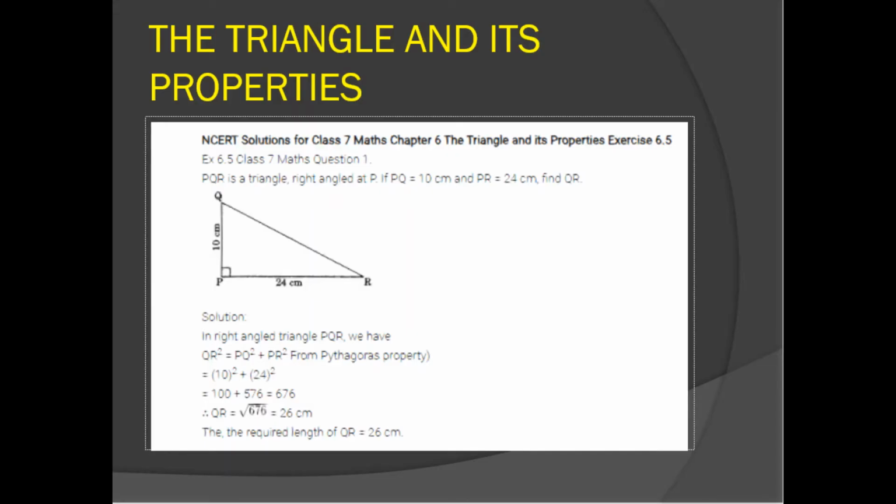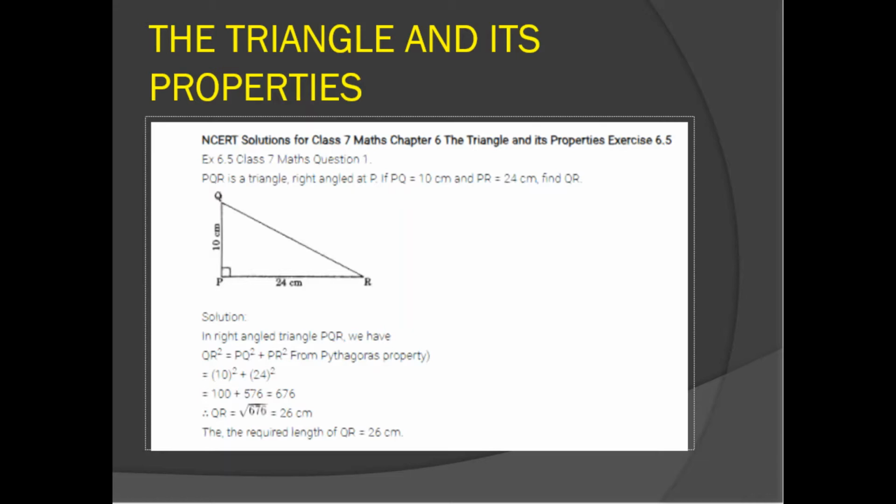In our exercise 6.5, the first question is: PQR is a triangle which is right-angled at P. If PQ is 10 centimeter and PR is 24 centimeter, find QR. Now, in this triangle, it is labeled on the figure itself.